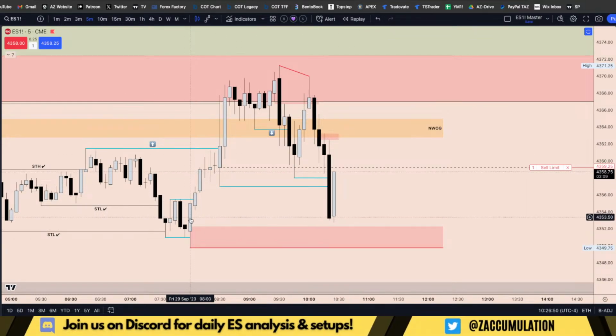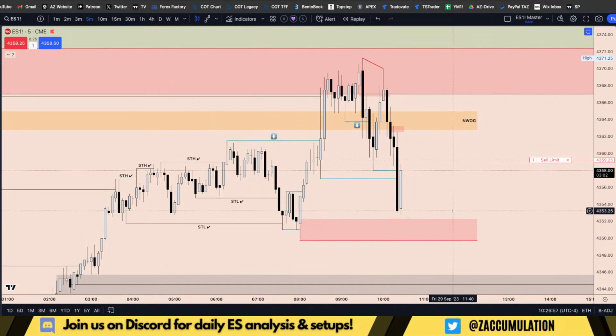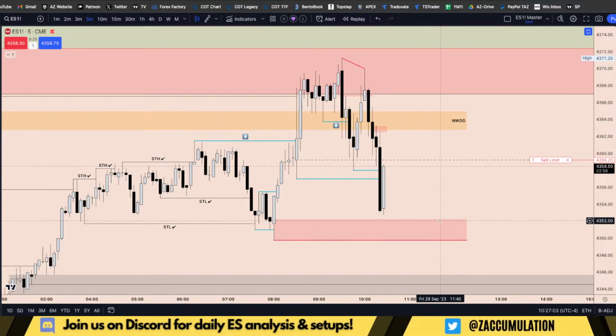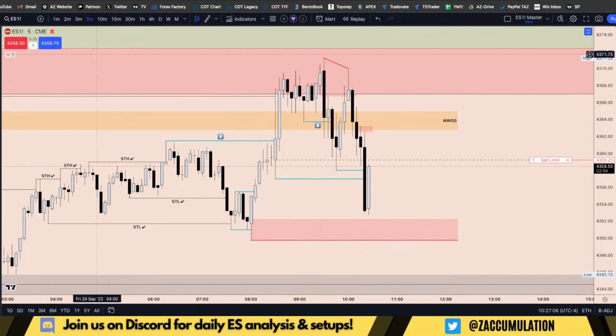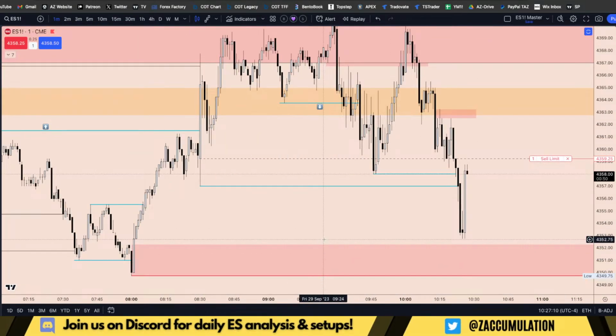So now we retraced into this discount. We didn't hit the full target, which would have been this low, and sort of also would have confirmed seek and destroy conditions. We go low, sweep high, sweep low. Let's see if we can hold resistance on that 8:30 level. 1 minute time frame.